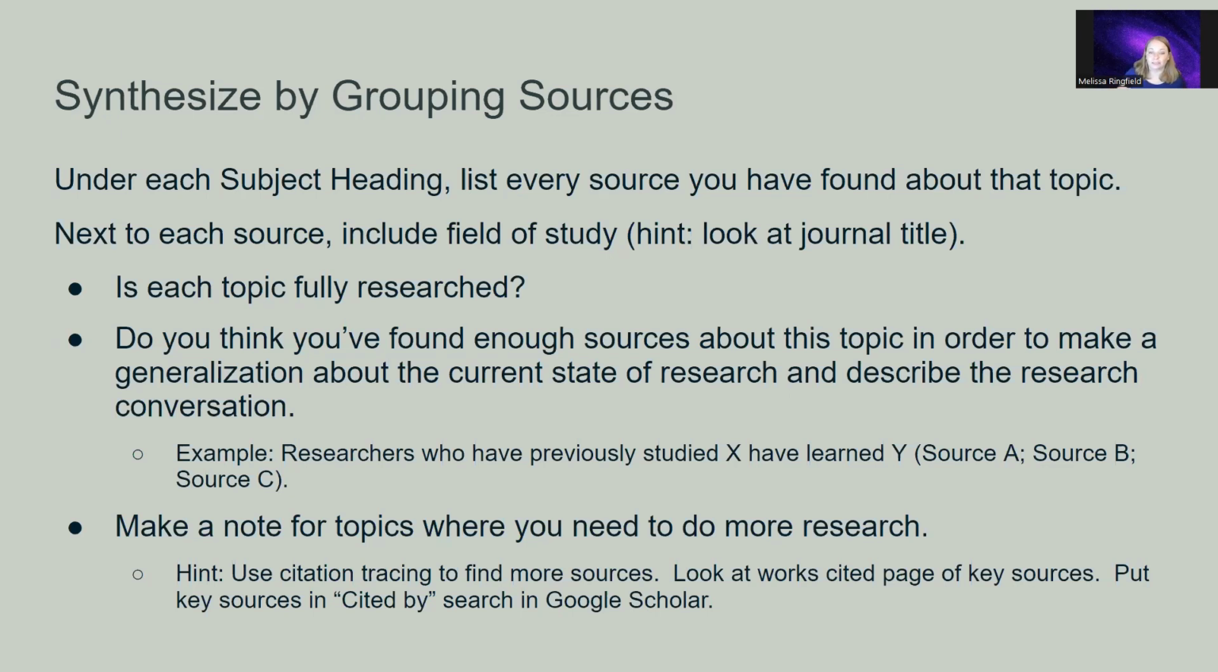Then check your groupings. Is each topic fully researched? Do you think you found enough sources about this topic in order to make a generalization about the current state of research and describe the research conversation? Example, researchers who have studied X have learned Y, source A, B, and C. Make a note for topics that need more research. Use citation tracing. Look for words in the Works Cited page or put sources in the cited by feature in Google Scholar.